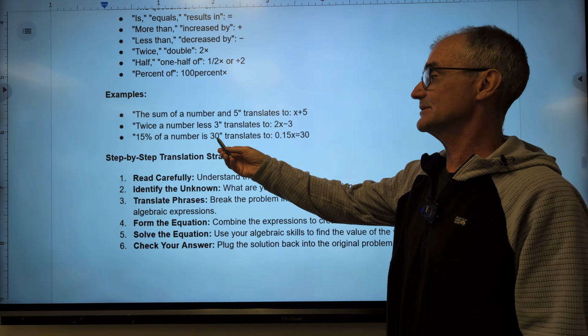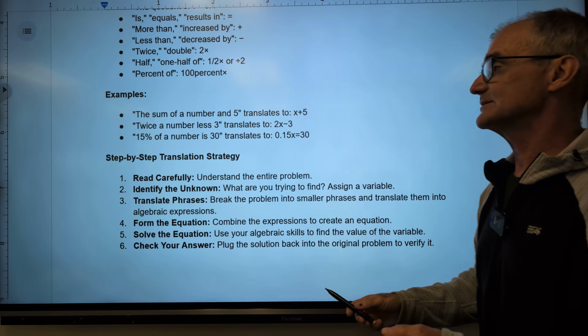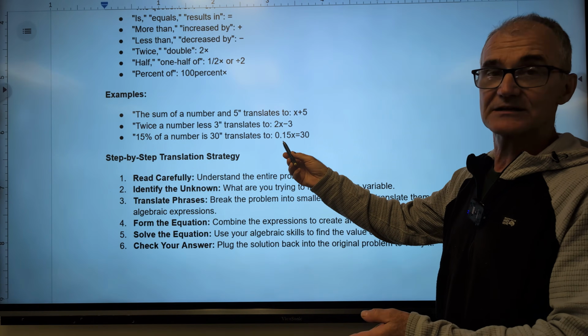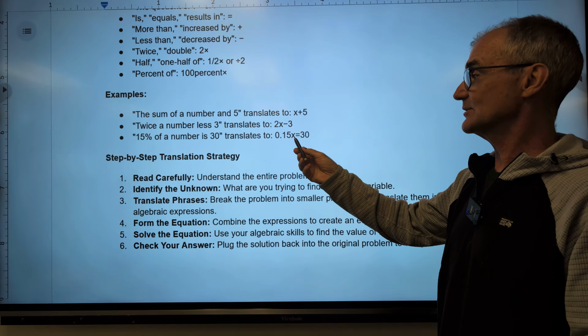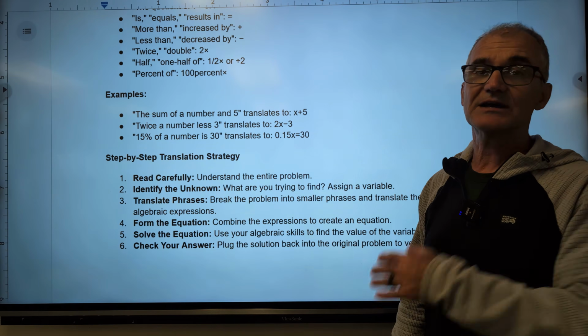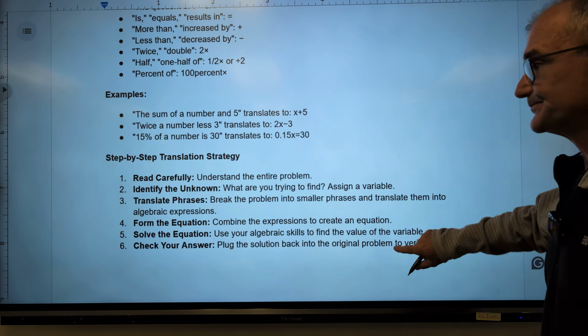15% of a number is 30. So I don't know what that number is, so I call it x. 15% of it, decimal equivalent, times whatever it is, equals 30. Then I'd have to solve for x by dividing both sides by 0.15.